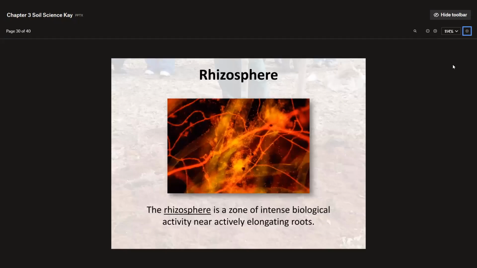The rhizosphere is a zone of intense biological activity, and it's near those elongating roots, the ones that are going out and seeking, right? They're out pushing into the soil. That's your rhizosphere, the zone of intense biological activity near those elongating roots. Keep that in mind.